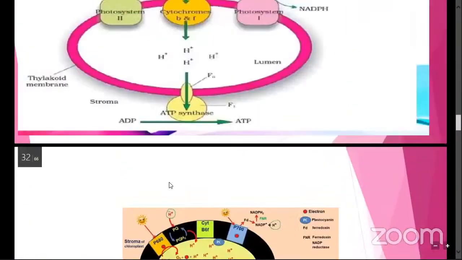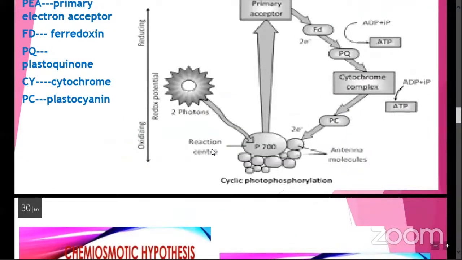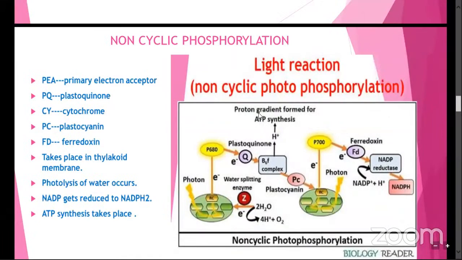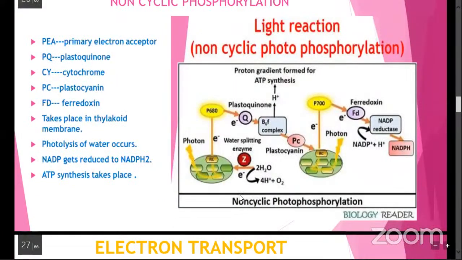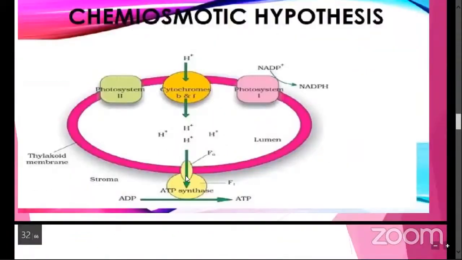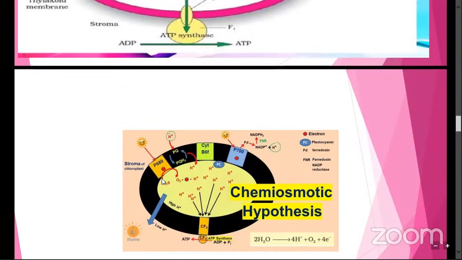In non-cyclic, what we have discussed in our previous class is that ATP synthesis takes place at the site of the cytochrome complex. That is shown in a simpler manner. But actually, ATP synthesis takes place in this complicated way. While electrons are transferring from one electron acceptor to another acceptor, they pass through the cytochrome complex. While passing from the cytochrome complex to PC, these electrons release energy. With the support of that energy, the cytochrome complex pumps the protons from the stroma into the lumen. That is the actual process.